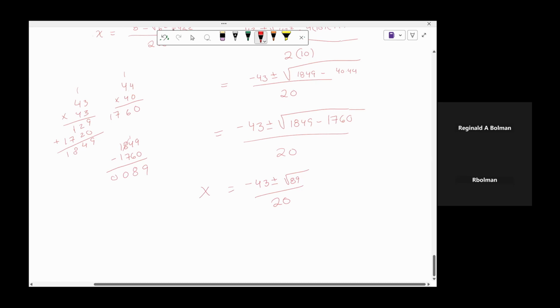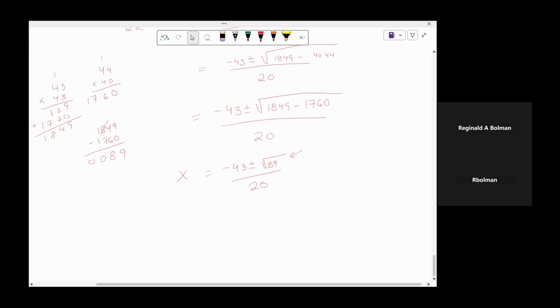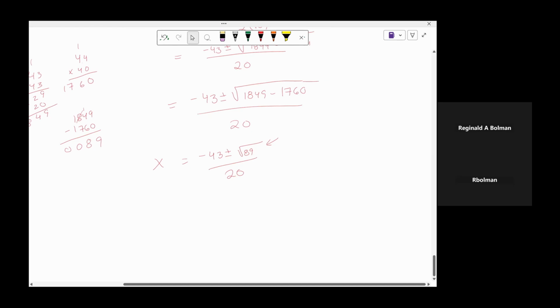Now, of course, students might say, well, I don't know how to calculate the square root of 89 by hand. Unfortunately, that's not the problem here. I mean, it is a problem naturally, because if you actually wanted to get a solution, you'd have to figure out what the square root of 89 was. But you could also, in this instance, simply leave that for someone else and say, this is my solution.